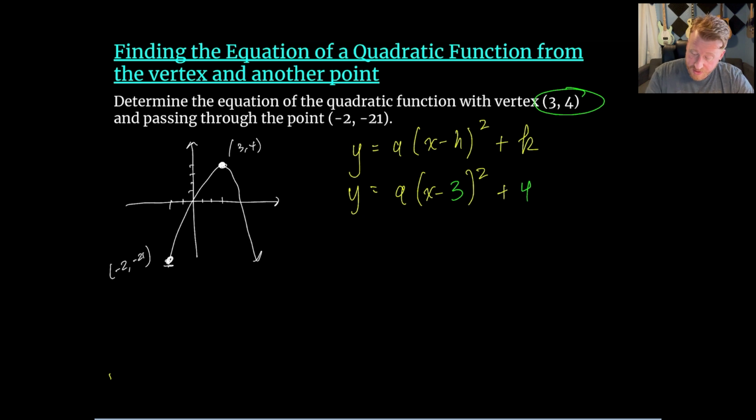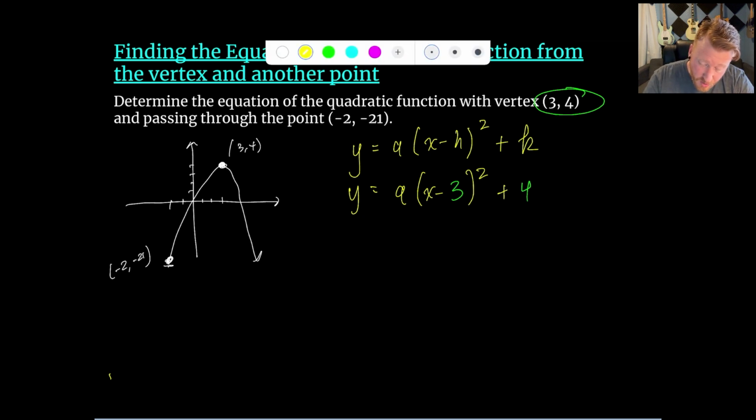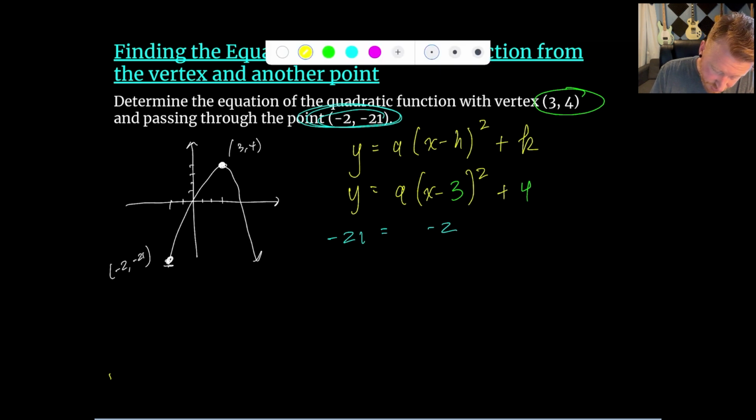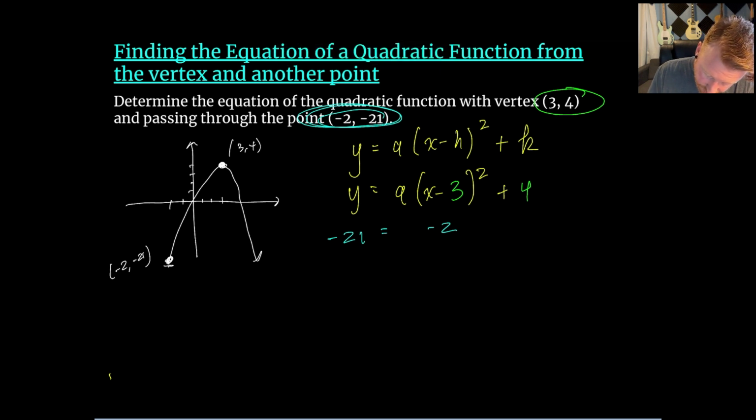So I've got my vertex in here, color-coded in green. Now what we can do is use this other point to plug in for the x and y values. Once we do that, the only thing left will be this a variable. We can solve for a, and then we should have it. So if I plug in -21 for y, and I plug in -2 for x, writing this all back out, I'm going to have a, -2 is x, I'm still subtracting off 3, and I'm still adding 4 to the end here.